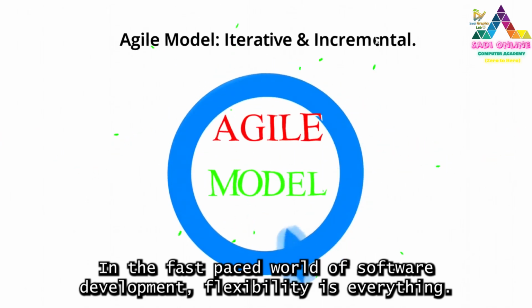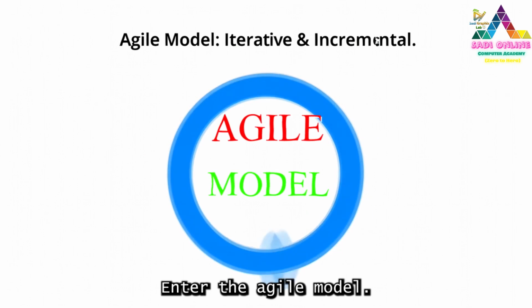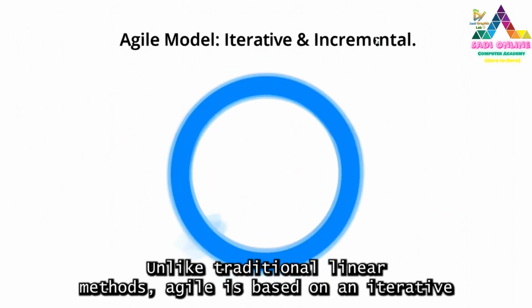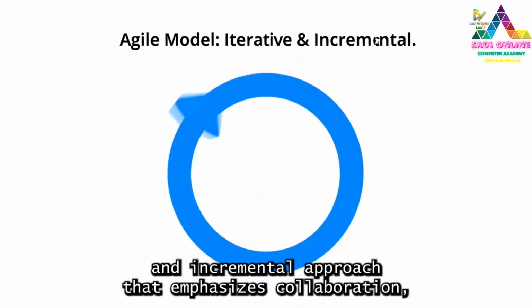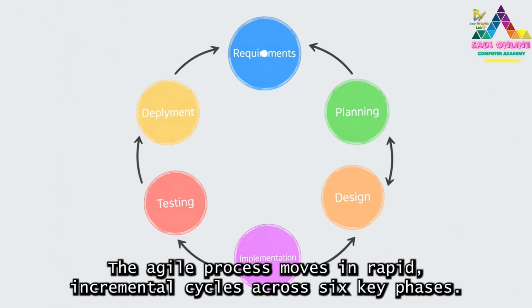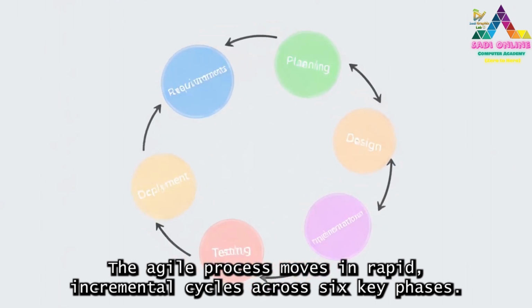In the fast-paced world of software development, flexibility is everything. Enter the Agile model. Unlike traditional linear methods, Agile is based on an iterative and incremental approach that emphasizes collaboration, customer feedback, and the ability to pivot quickly. The Agile process moves in rapid incremental cycles across 6 key phases.